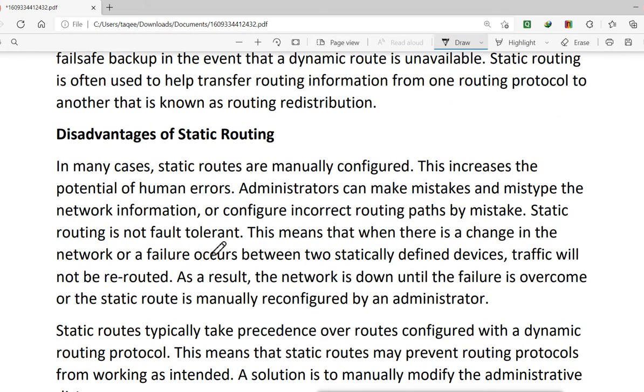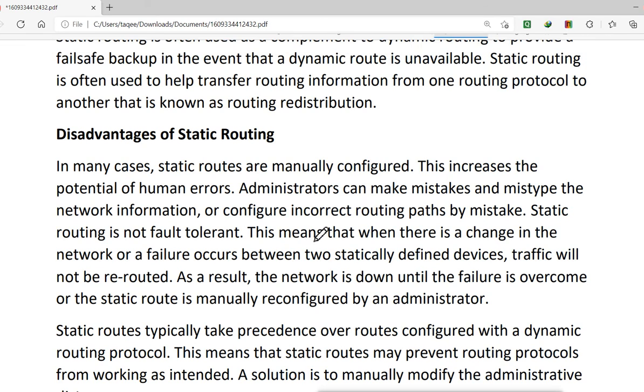In many cases, static routes are manually configured. Remember, we have configured it manually. So this increases the potential of human errors. Human errors mean that if you configure it mistakenly, then it will go as it is, and it will not reach the destination. So administrators can make mistakes and mistype the network information or configure an incorrect routing path by mistake. Because you are configuring it manually, you can make a mistake here.